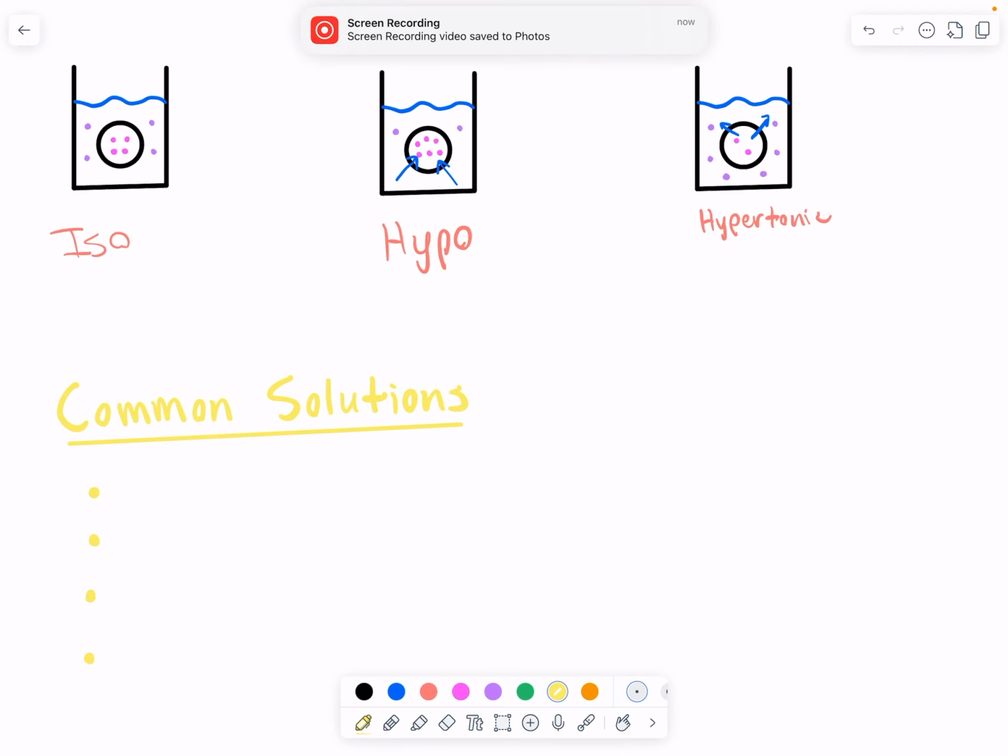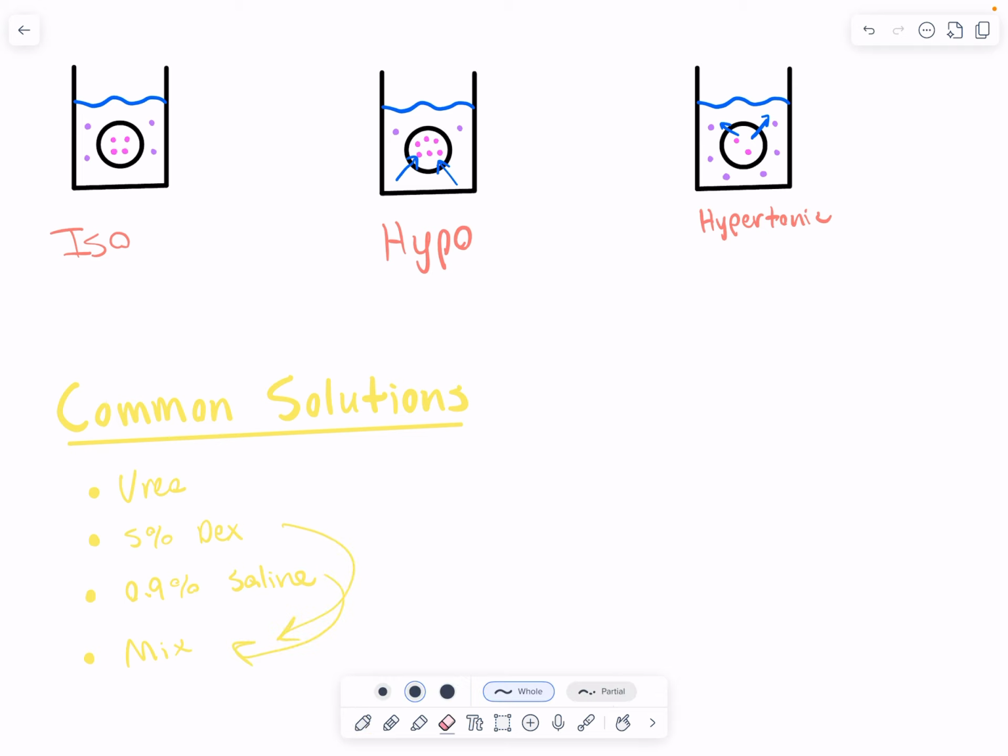So we talked about urea. We talked about a 5% dextrose. We also talked about a 0.9% saline. And then we talked about a mix of these two. So 5% dextrose and a 0.9% saline.